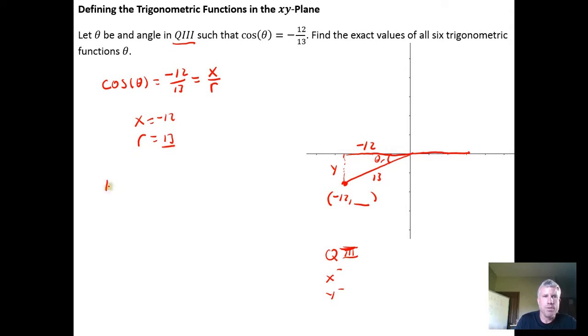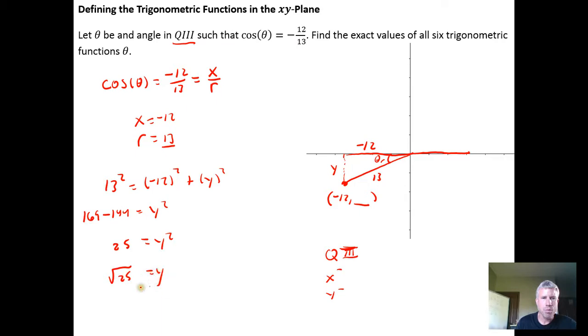Here's my hypotenuse. The hypotenuse squared equals the sum of the squares of the legs of the triangle. So my x-coordinate is one leg, my y-coordinate is the other. So I have 169 when I square 13. When I square negative 12, I get 144, and I'm going to subtract that 144 from both sides. 169 minus 144 is 25. I'm going to take the square root of both sides to get y by itself.